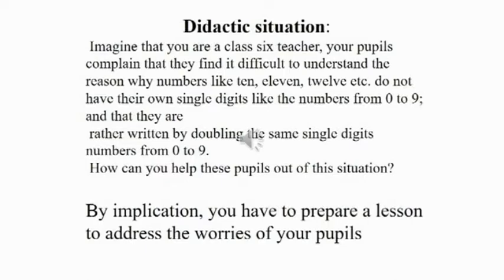Now, imagine that you are a class 6 teacher. Your pupils complain that they find it difficult to understand the reason why numbers like 10, 11, 12, and so on do not have their own single digits like the numbers from 0 to 9, and that they are rather written by doubling the same single digits from 0 to 9.